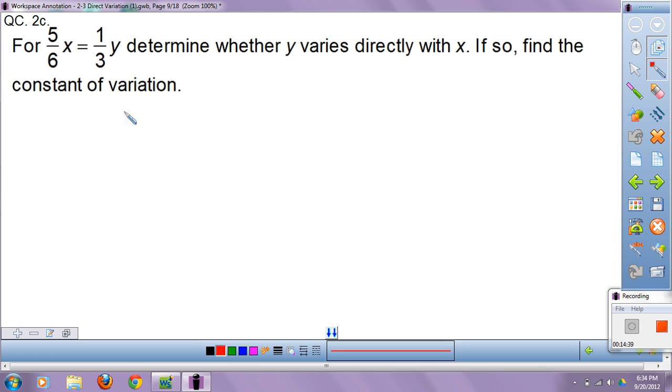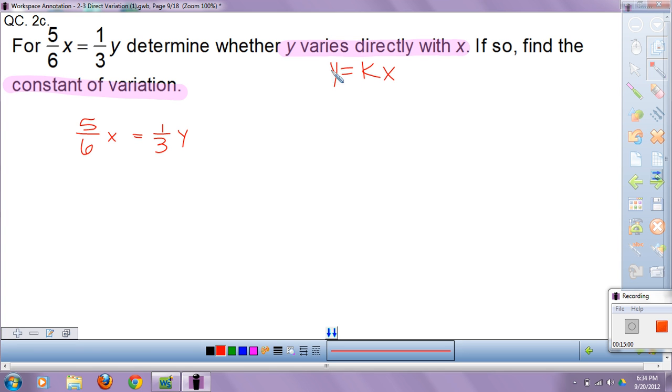Last one. This one looks kind of crazy. Let's see if it is in fact a direct variation. If so, we need to give the constant. So we have 5, 6x equals 1/3 y. We need to find out if it's a direct variation, which means get y by itself.